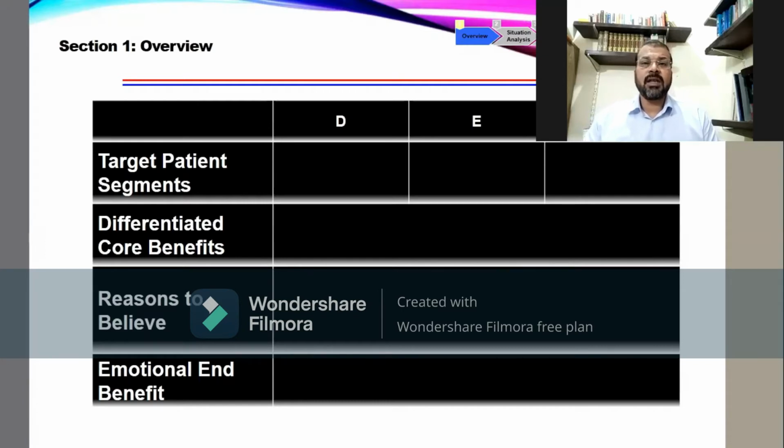And then emotional end benefit. Emotional end benefit is that you create through your branding, through your positioning, and you start marketing it, how using this product would be beneficial for the customer. Or customer, कौन था हमारे पास? Doctor and consumer patient.